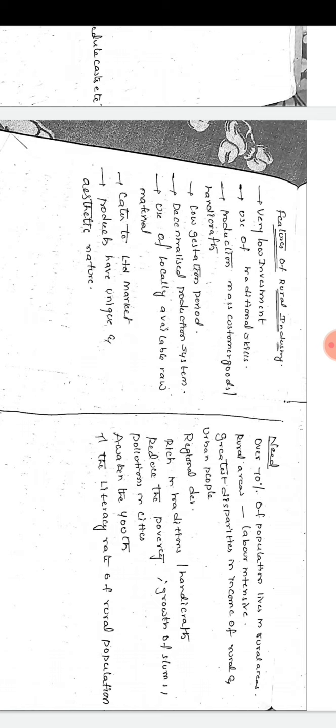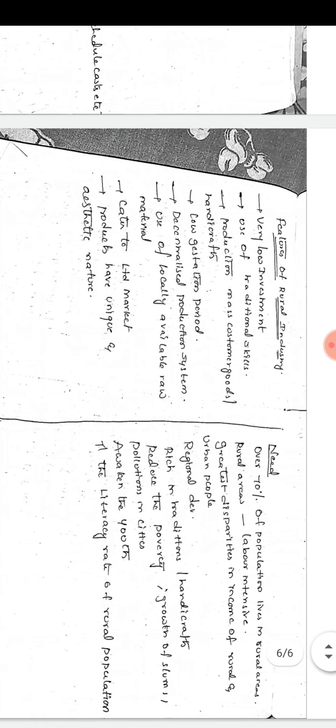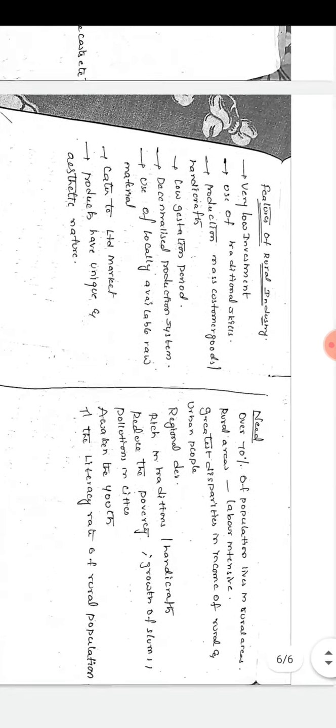The investment will be very low, and they use raw materials from the rural areas itself, and there will be limited market catering, and the products will have a unique and aesthetic value.